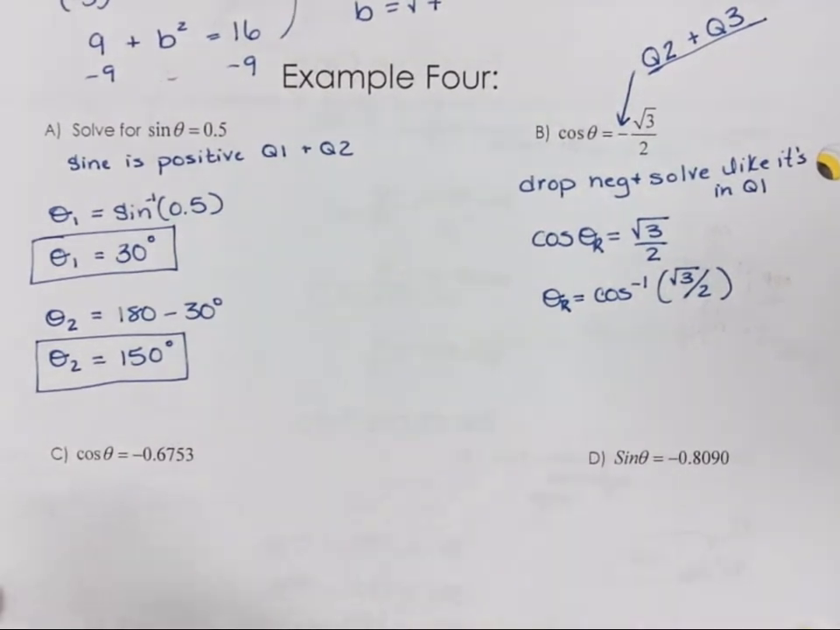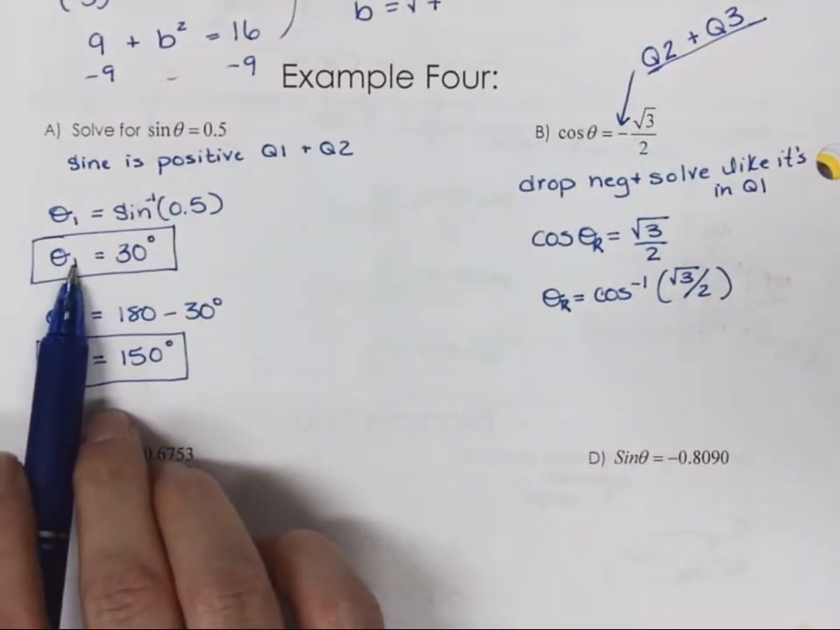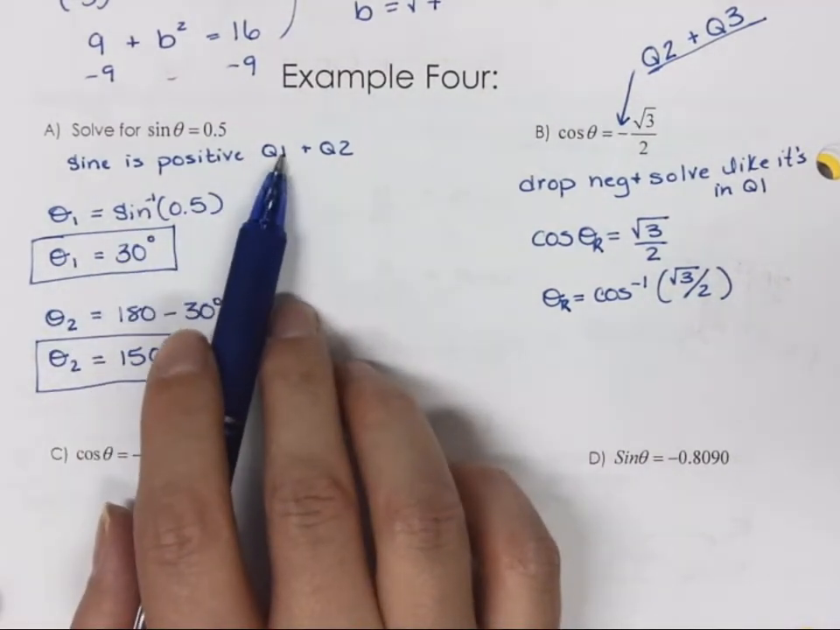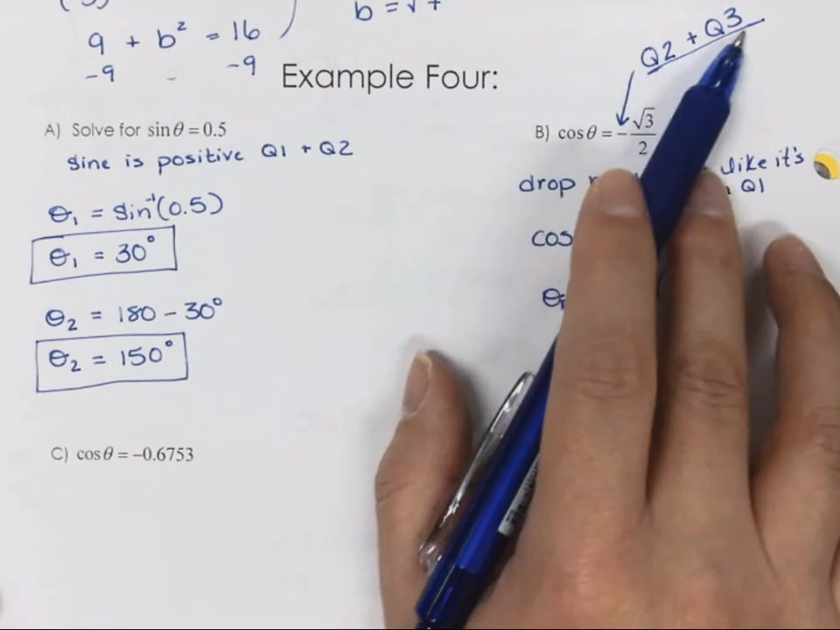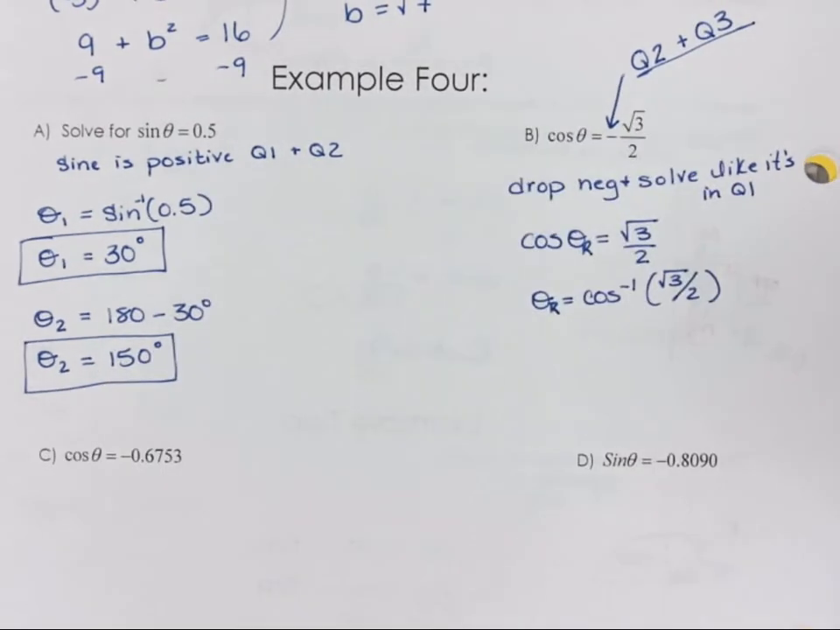Why did I put a theta 1 here? Because my answers were in quadrant 1 and quadrant 2. So when I do my answers, I'm going to put theta 2 and theta 3. I do that just to keep myself organized. You don't have to do that.